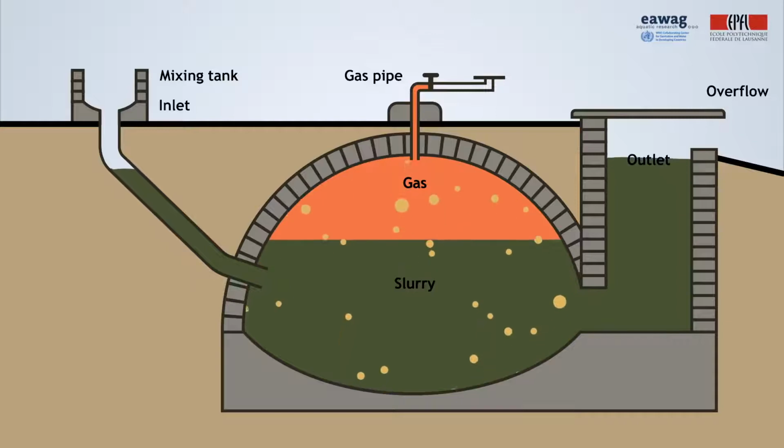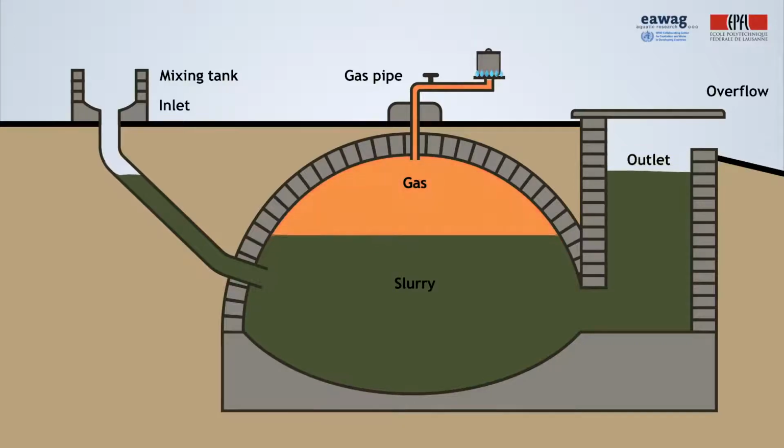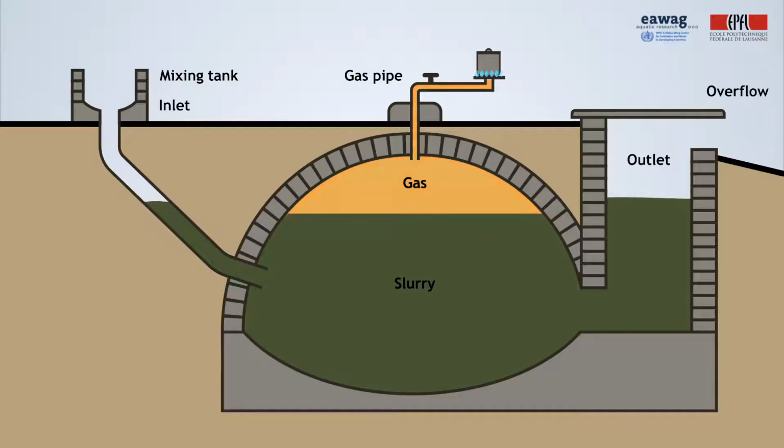When the valve is closed, the gas pressure will increase and push down the slurry in the reactor and up into the overflow chamber. When then the gas is used, the gas pressure drops and the slurry level balances out to a new equilibrium.